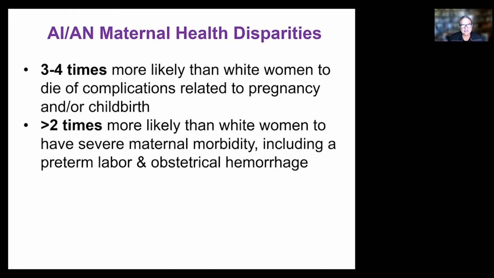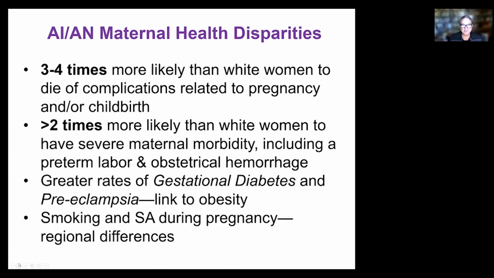Unfortunately, when we look at our disparities, they are quite significant. American Indian and Alaska Native women are 3 to 4 times more likely than white women to die of complications related to pregnancy and or childbirth. Isn't that remarkable? 3 to 4 times more likely than the white population to die from complications of pregnancy and or childbirth. In addition, American Indian and Alaska Native women are more than 2 times more likely than white women to have severe maternal morbidity, including preterm labor and obstetrical hemorrhage.